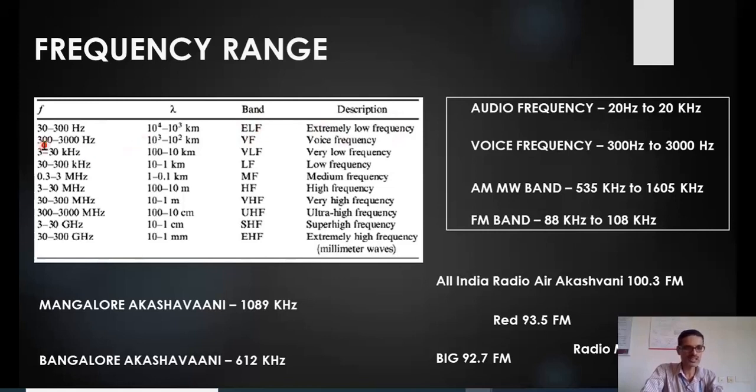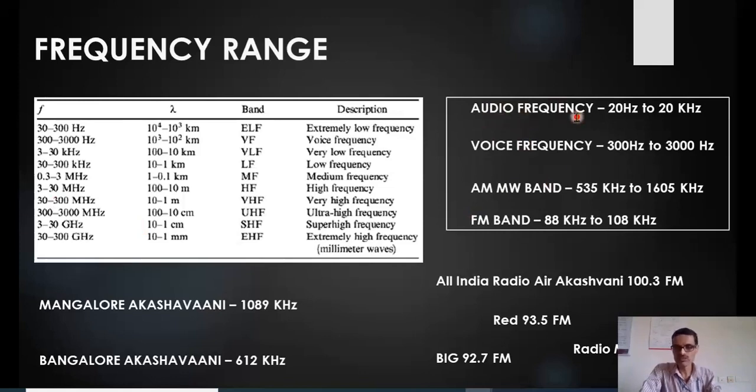The next range, 300 to 3000 hertz, is voice frequency. The next range, 3 to 30 kilohertz, is very low frequency. Then the low frequency, medium frequency, high frequency, very high frequency, UHF, the ultra high frequency, super high frequency or extremely high frequency. So these are the classifications. Whichever are high frequency signals are usually called radio frequency signals. Some important terms I listed over here.